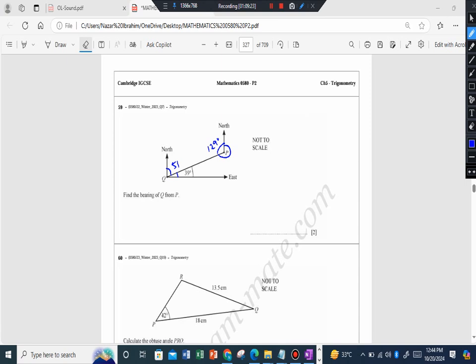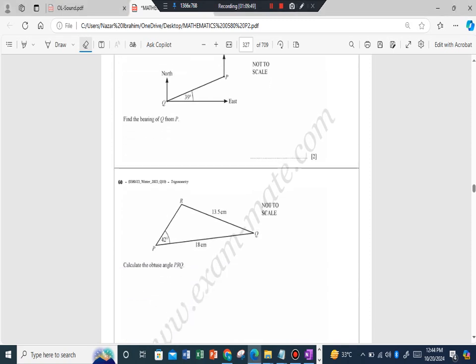Now I have to calculate the bearing of Q from P. It means this portion, right? So this whole is the angle at a point, 360. So 360 minus 129 will give me the required bearing. 360 minus 129 is 231. So 231 is the required bearing. Clear? Let's move further.